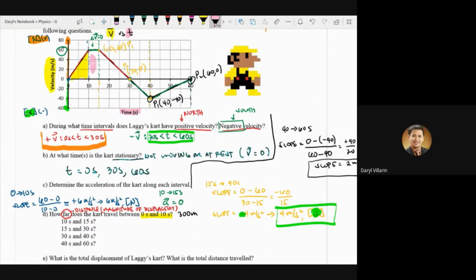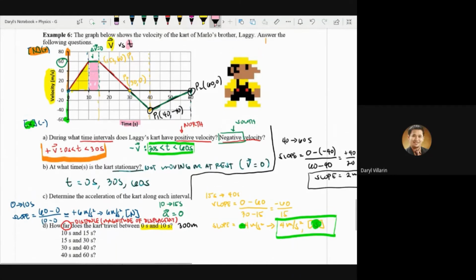And then how about for the next one here? Well, that's from 10 to 15 seconds. That's a rectangle. So that would just be 5 times 60. Again, this is just 5 times 60. That would be 300 meters. So again, how did I get that one? Well, I just get the magnitude of my displacement. Okay, so the pink one is that value.